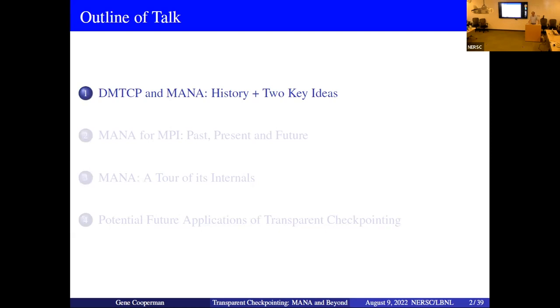First, I'll talk about DMTCP itself and MANA. There are a bit of the history and then two key ideas which have made it possible now to, in fact, I would say make it practical to transparently checkpoint MPI. And this has been a long-term dream, to transparently checkpoint MPI over a large cluster with good accuracy, good efficiency, and so on. So let's take a tour to see how we got here.